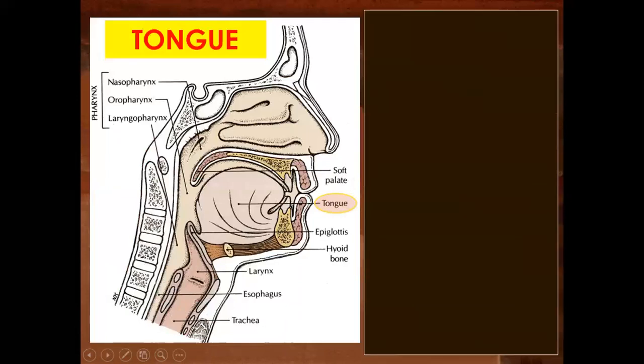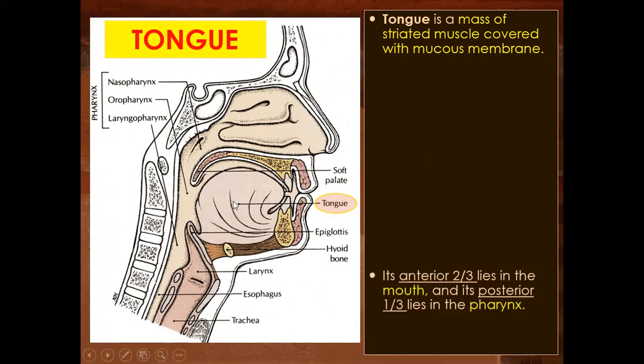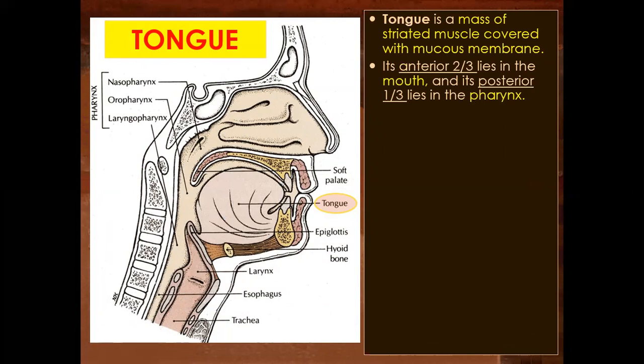Now coming to the next structure, that is the tongue. This is a very important structure within the oral cavity. It's a mass of striated muscle covered with the mucous membrane. It is a thick muscular structure covered by the mucous membrane. They say there is no bone in the tongue, so it is mainly a muscular part. Its anterior 2/3 lies in the mouth and the posterior 1/3 lies in the pharynx.